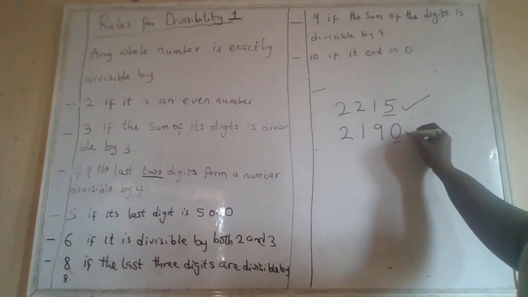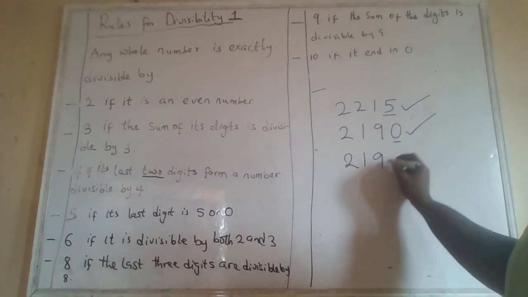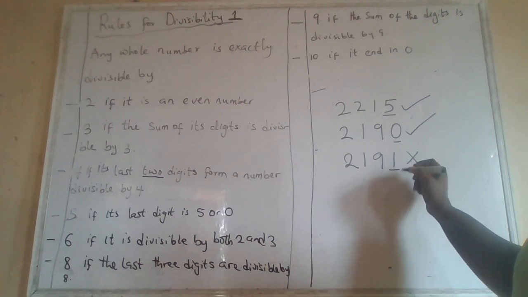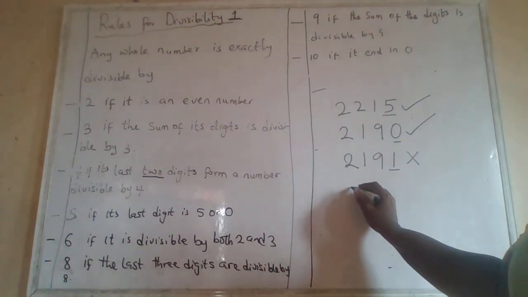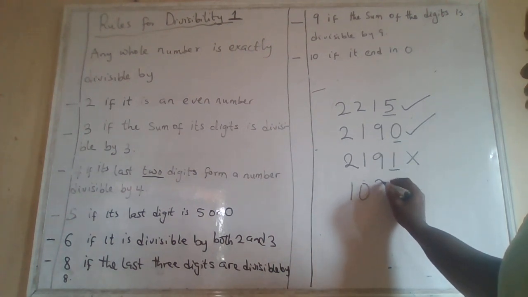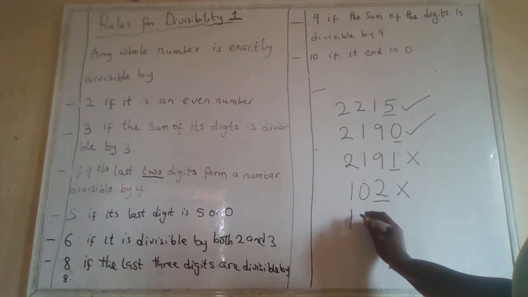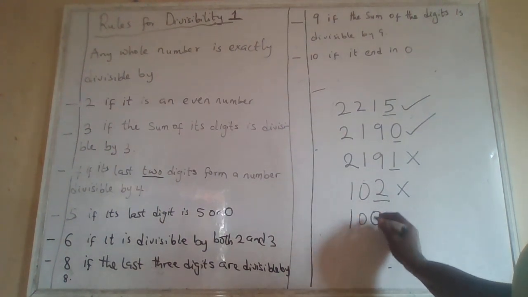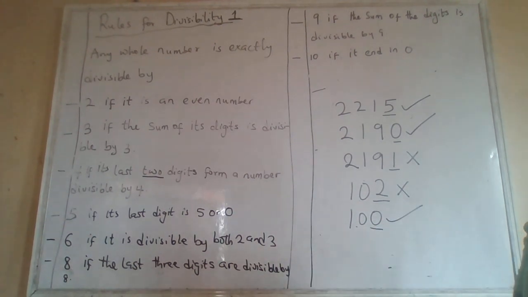2190 can be divided by 5 exactly, since it ends with 0. Any other number ending differently cannot be divided. One ending with 1 cannot be divided by 5. If I have 102, this also cannot be divided. But if I have 100, that means it can be divided because it ends with 0. So we are looking at any number that ends with 5 or 0. We say that that number is divisible by 5.